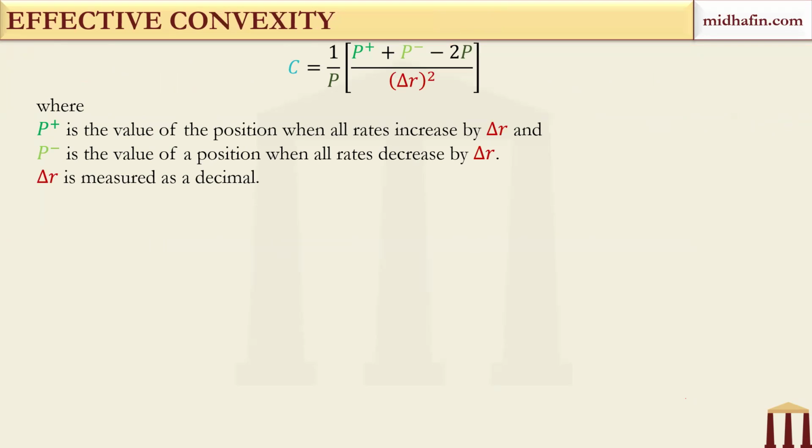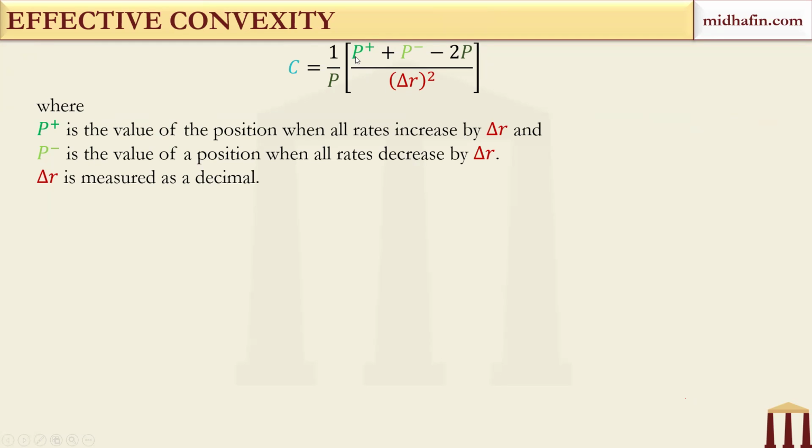Okay, now let's talk about convexity. The formula to calculate effective convexity precisely is P plus, plus P minus, minus 2P, divided by delta R squared. The whole thing is divided by the current price of the bond. And here the catch is delta R is measured in decimals. So if it is 5 basis points, it will be 0.0005, and then squared.